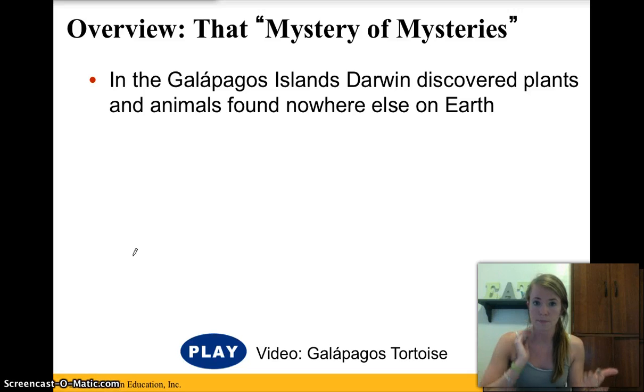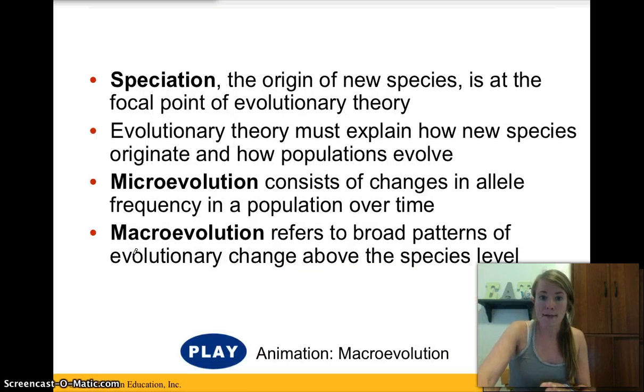Because Darwin saw in the Galapagos a bunch of different species, and so now we're actually figuring out how those species evolved. How did it become a different species from the ancestor? So an important word here is speciation, and that is the origin of a new species. Ation meaning making, species meaning species.